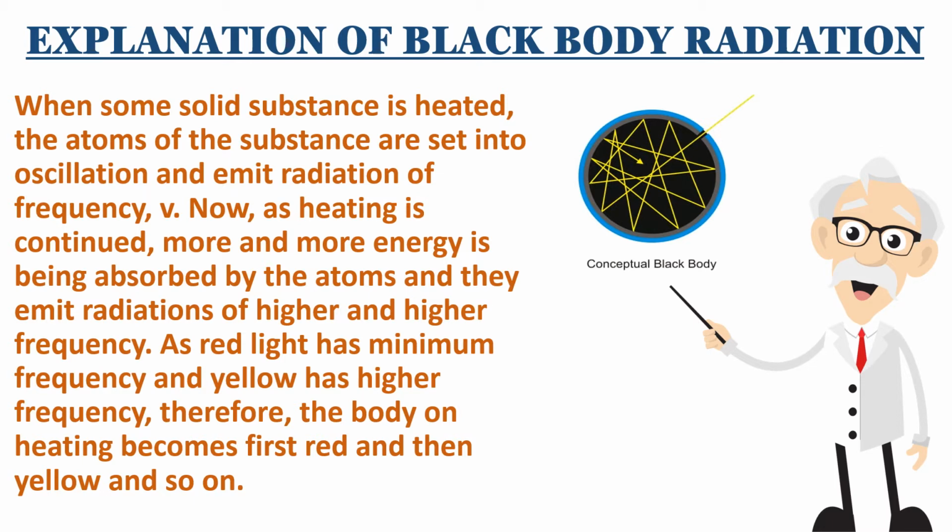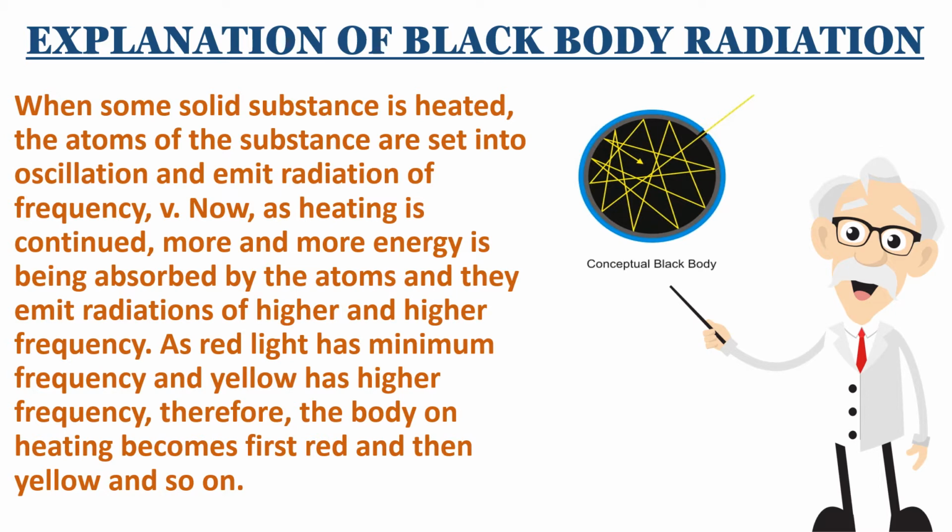So after this, there is some explanation of black body radiation and photoelectric effect by the use of Planck's quantum theory. So first one is explanation of black body radiation. So how did it explain that? It explained that when some solid substance is heated, the atoms of the substance are set into oscillation and emit radiation of frequency nu. Now, as heating is continued, more and more energy is being absorbed by the atoms and they emit radiations of higher and higher frequency.